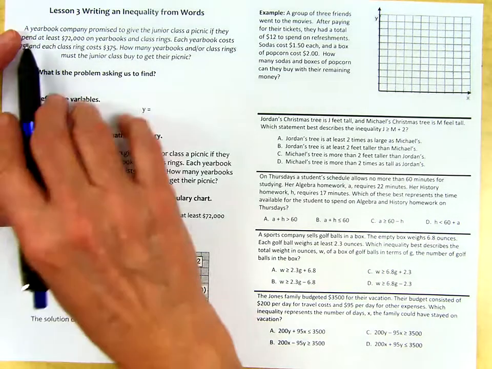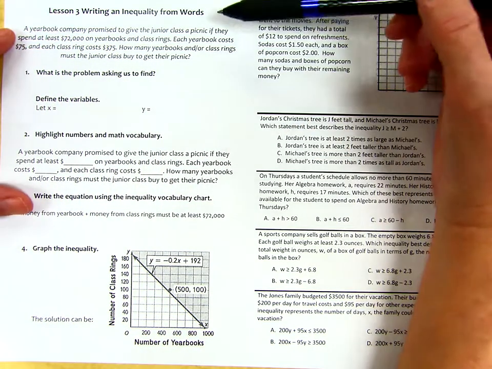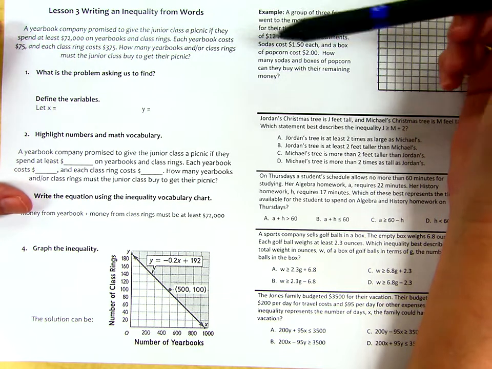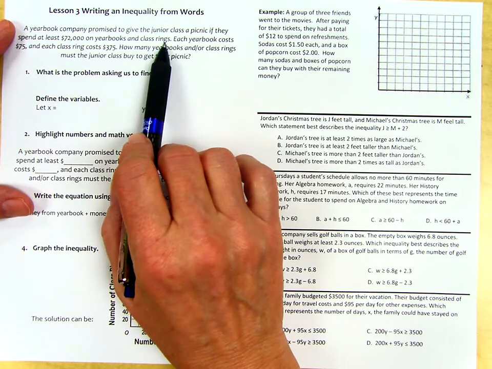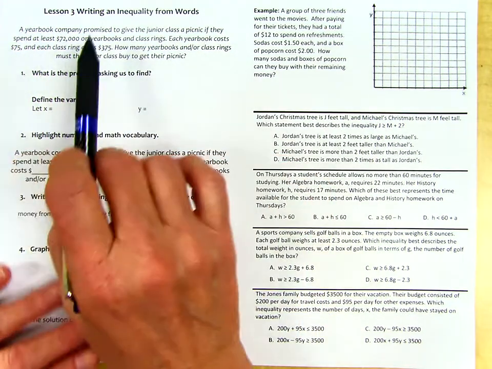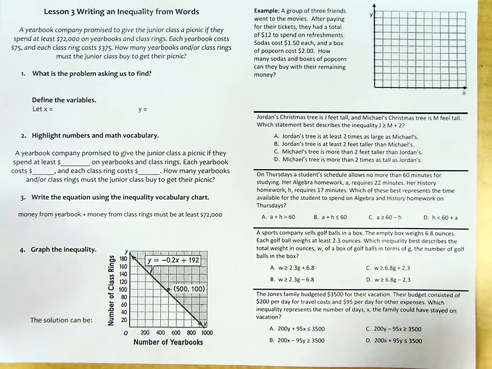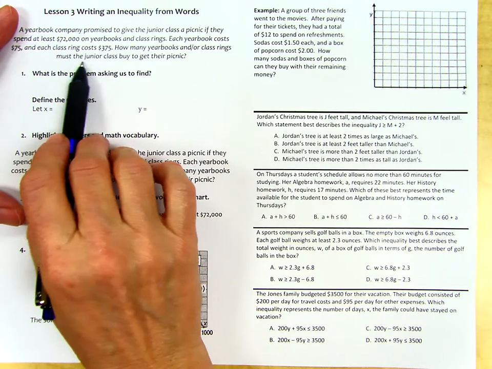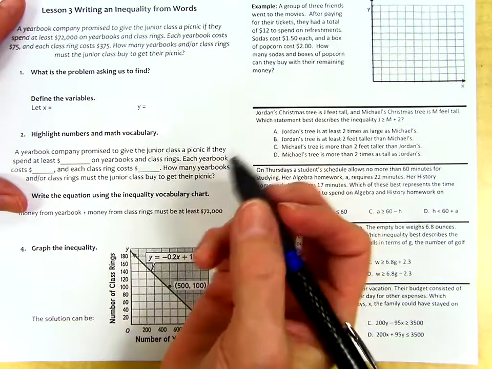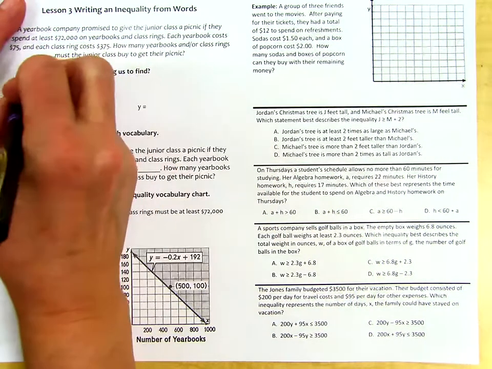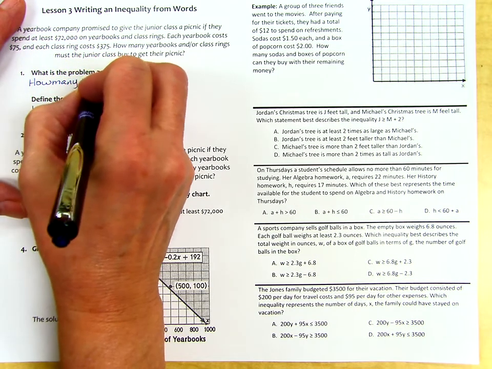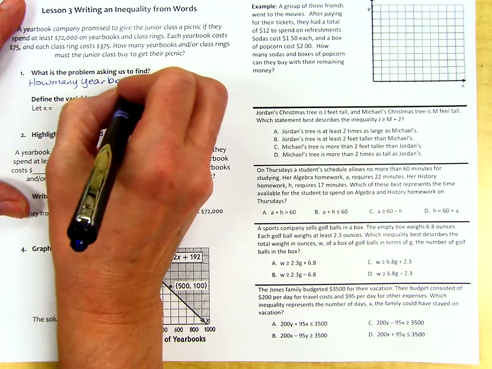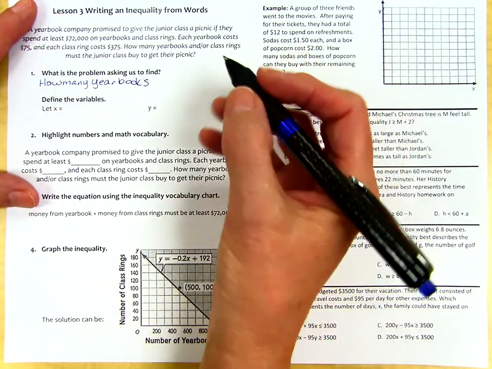So we have this word problem here that talks about a yearbook company promising a junior class a picnic. All they have to do is spend at least $72,000 on yearbooks and class rings. It tells us that each yearbook costs $75 and each class ring costs $375. And they want to know how many yearbooks and or class rings the junior class has to buy to get their picnic. So what is it asking us to find? How many yearbooks and class rings.